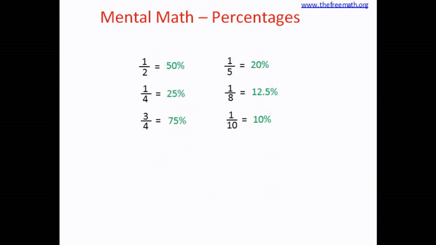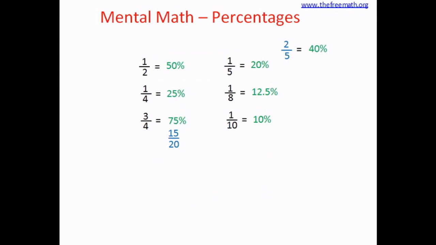You can use these to calculate some other percentages. For example, when I am calculating 15 over 20, I know that this can be reduced to 3 over 4. That means it is 75%. Or I can easily say that 2 over 5 is 40%. Why? Because 1 over 5 is 20%. This is double of that, so it is 40%.